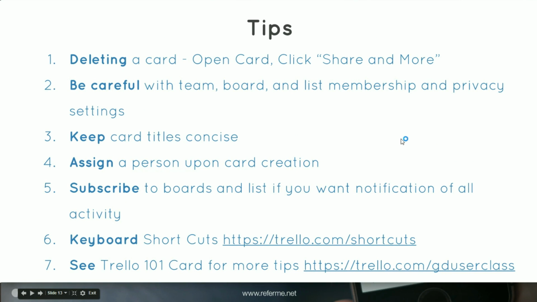So these are some of the tips that I've learned throughout using Trello for all this time. One of them is that in Trello, they really prefer that you archive boards or lists and cards rather than deleting them. So there is a way to delete a card, but it's a little tricky. The way to get to it is you'd actually open the card and you'll click a few things and you'll finally get to where it gives you an option to delete. I'll show you that here shortly.